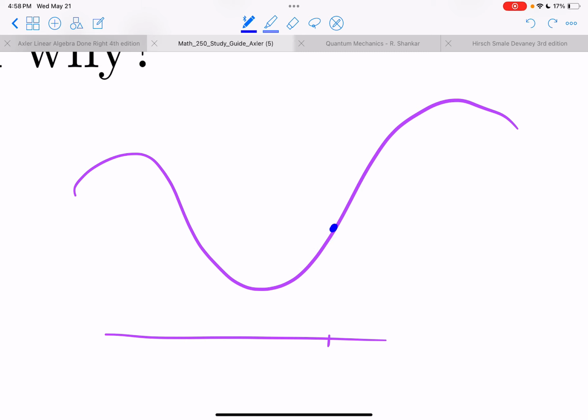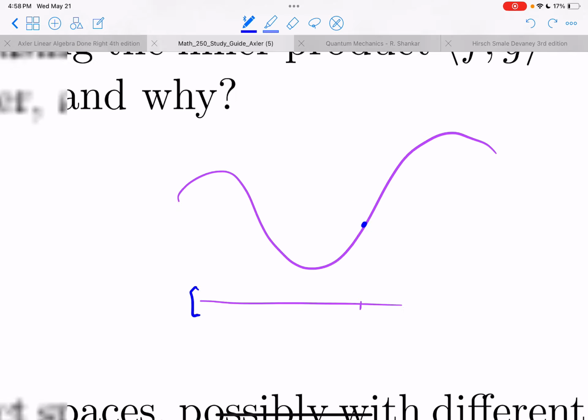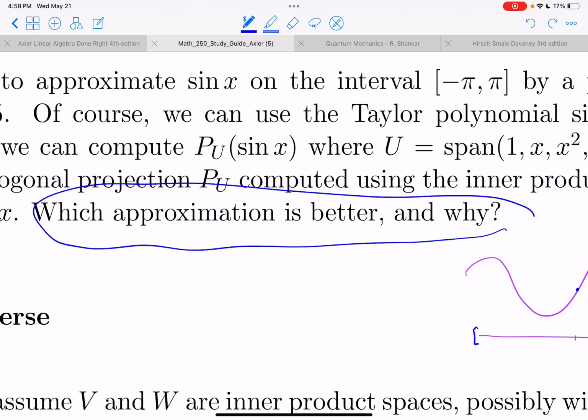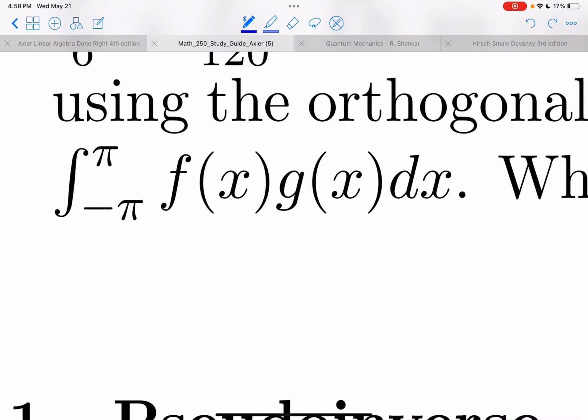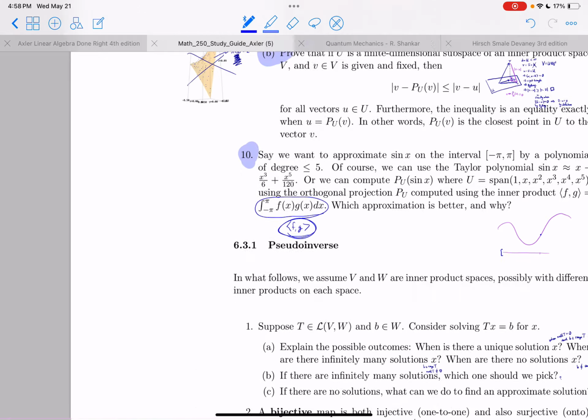And so what's much better is if you care about it on this entire interval, then use the integral, and the integral will give you something that's close to it. Okay, so this is basically just which approximation is better and why. Well, it depends on your purposes. If you want the thing to be good everywhere, then you've got to integrate these things. This is your inner product, and you should orthogonally project according to this.